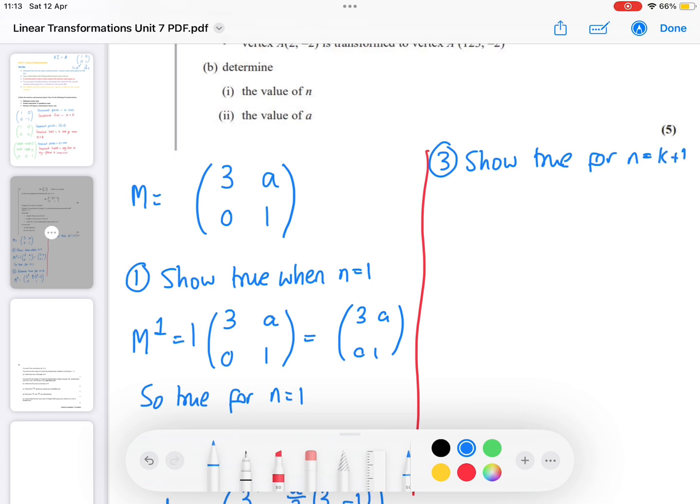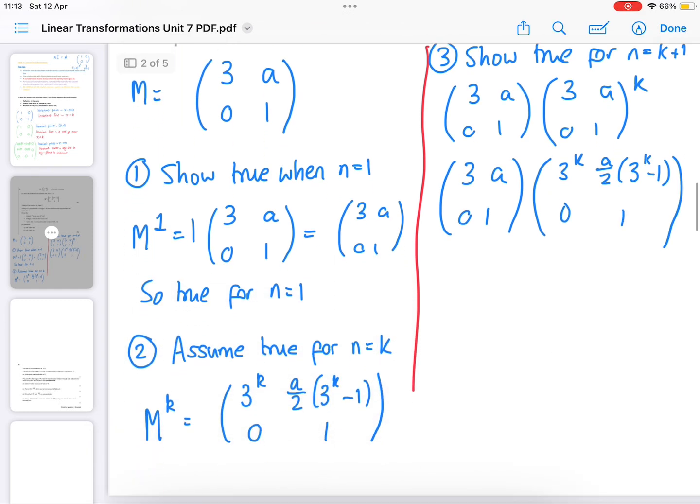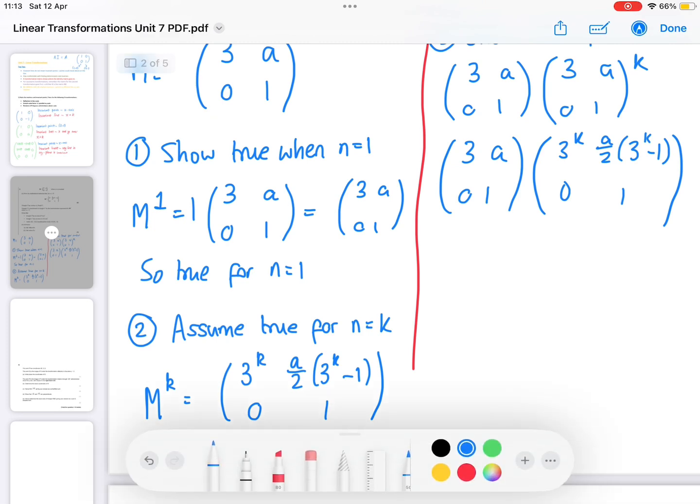And for this one, we have (3, a; 0, 1) times (3, a; 0, 1) to the k. That's how we can write that. But we've already assumed that it's true for that matrix to the k. So we can substitute that second one for the expression which they've given us: (3 to the k, a over 2 times (3 to the k minus 1); 0, 1). And we just then need to rearrange that so that instead of k's, we have k plus 1s.